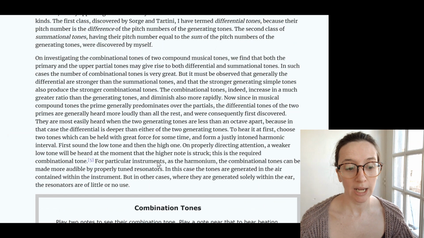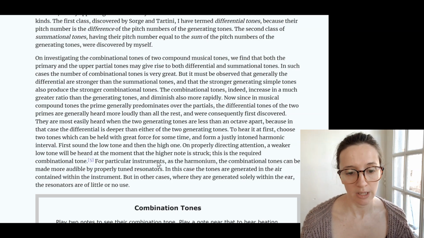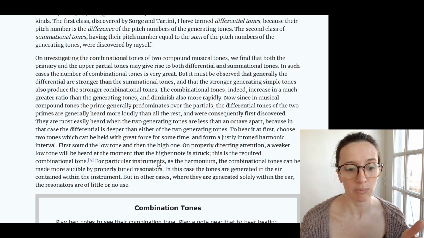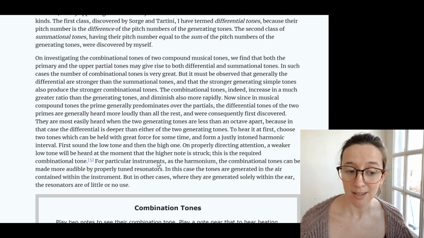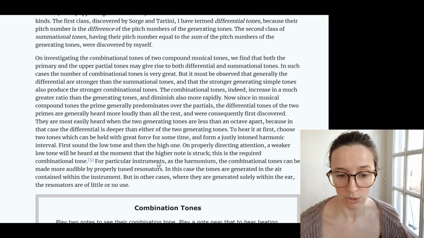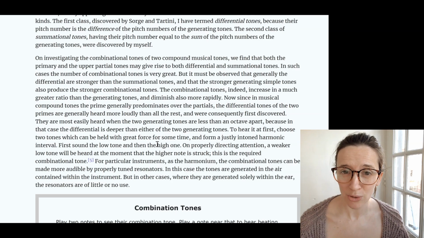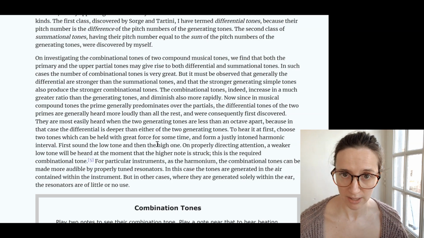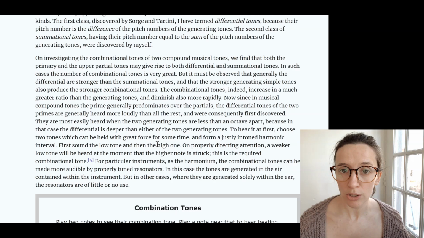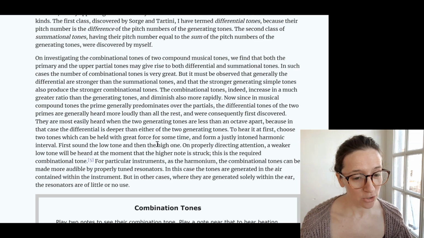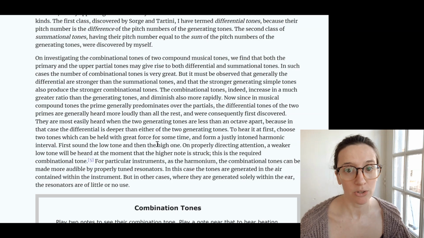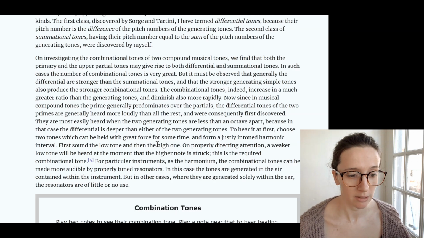So what Sorge and Tartini observed are what Helmholtz is calling differential tones. Their pitch number is the difference between the pitch numbers of the generating tones. And Helmholtz has also discovered summational tones, in which the pitch number is the sum of the pitch numbers of the two generating tones. In general, the differential tones are stronger than the summational ones, and the stronger the generating tone, the stronger the combinational tone. And if they are strong enough, the upper partials can also produce their own combinational tones.